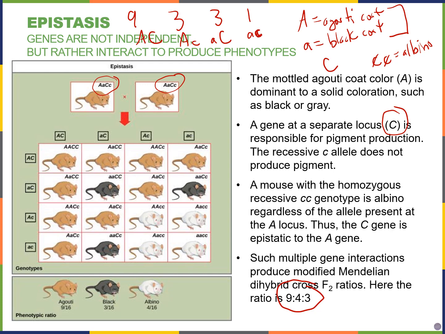So whenever they have big C, let me switch colors, I know the coat color will appear. So this is agouti on the left, the 9. This is going to be the black coat color. So 9 agouti, 3 black. But these two have both small c's. That means there's no coat color. No coat color, so it doesn't matter what the coat color would have been. These are both going to be albino. So 3 plus 1, that's where you get that 4. 4 are albino.